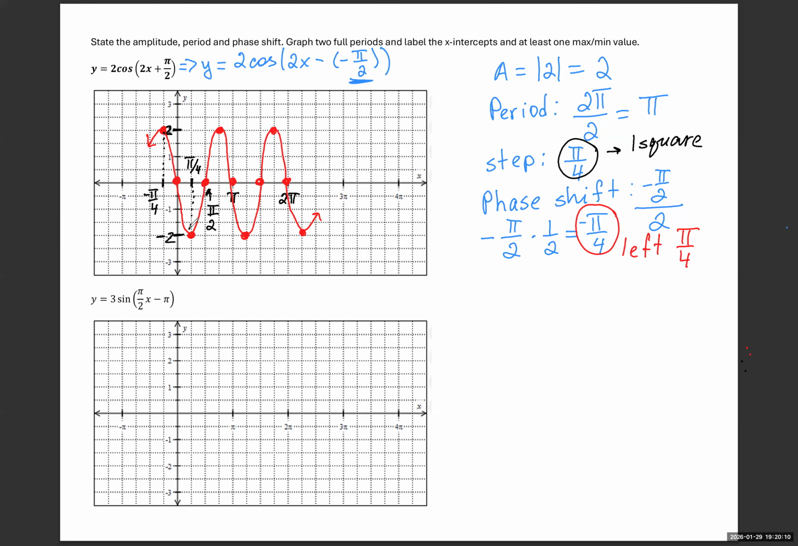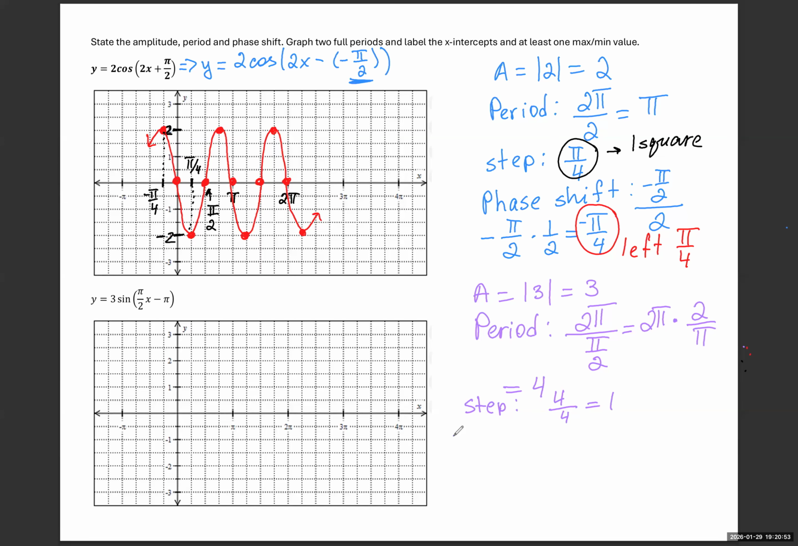All right, now let's do the exact same thing, but with a sine function. So I will switch my color so it doesn't blend in. And for the sine function, we also have an amplitude, this time the absolute value of 3, so 3. We have a period. 2 pi is the fundamental period for sine, and then you have to divide it by the number in front of the x. So that's 2 pi times 2 over pi. Pi's cancel out, and this is 4. So if the period is 4, then the step is 4 over 4, or just 1.